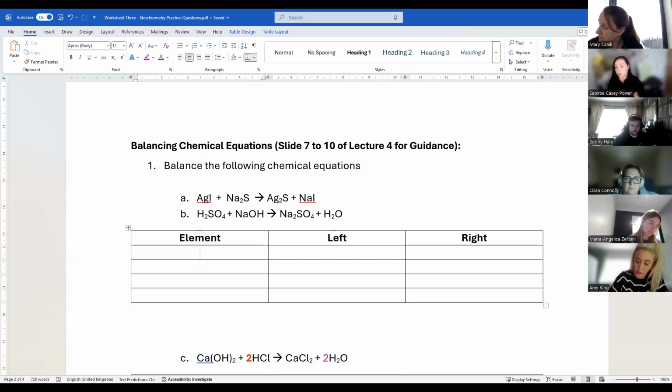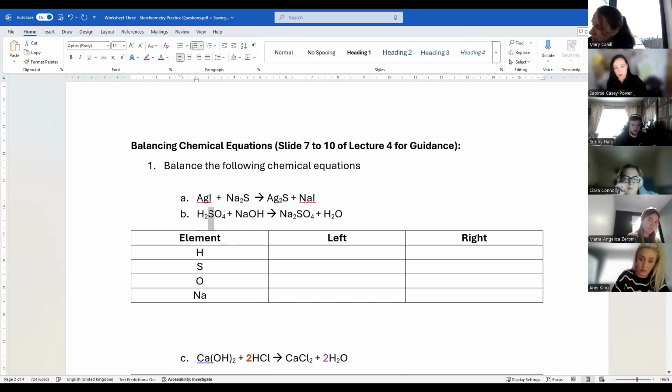These tend to make up the same question over and over. So what I recommend you do is write each of your elements down on the left, almost like in a table. In this case, I have hydrogen, sulfur, oxygen, and sodium. So any element that you have on the left-hand side, you list in a table.